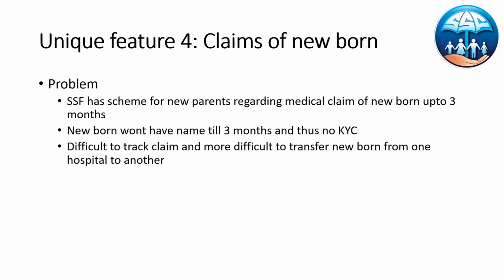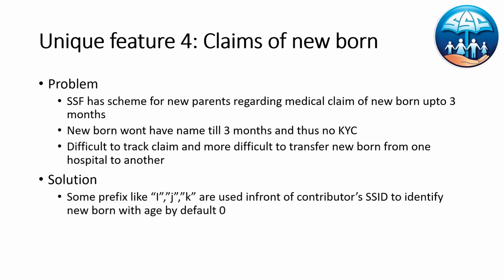The main problem we observed was when the service is not available in a particular hospital and they have to transfer that newborn child to another hospital. That was a real problem in our case. So to address this situation, we introduced prefixes like I, J, K in front of the contributor ID to identify the newborn. So there can be triplet newborns or any number of newborns.